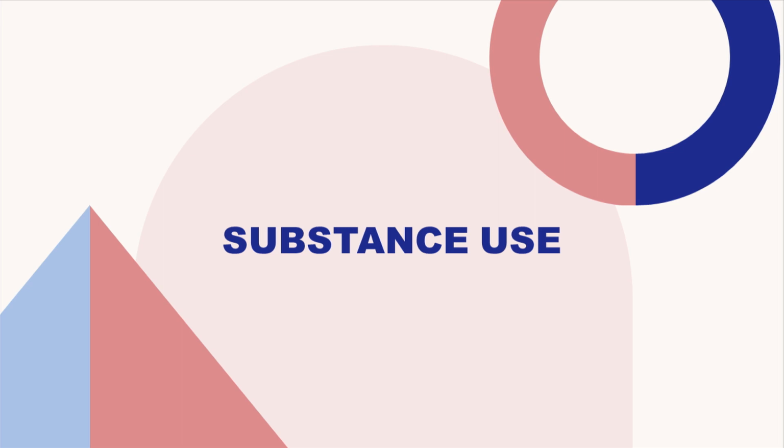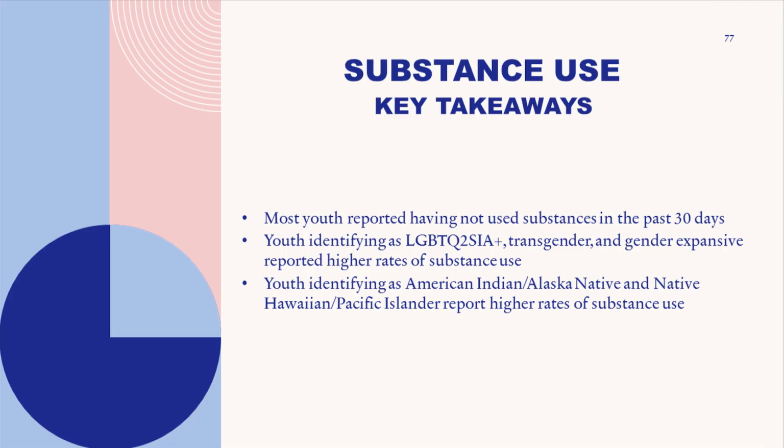And the final topic that I'll talk a bit about is substance use. So the substance use data shared will show these 3 key takeaways. In the past 30 days, most youth reported not using substances. Overall, youth who identify as LGBTQ2SIA+, transgender, and gender expansive report higher rates of substance use. And similarly, youth who identify as American Indian, Alaska Native, and Native Hawaiian Pacific Islander also report higher rates of substance use.